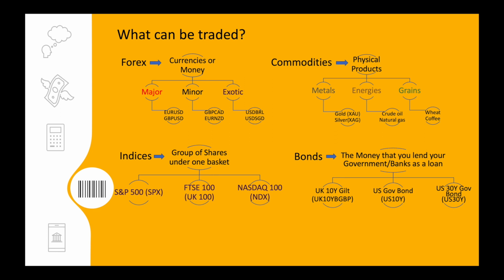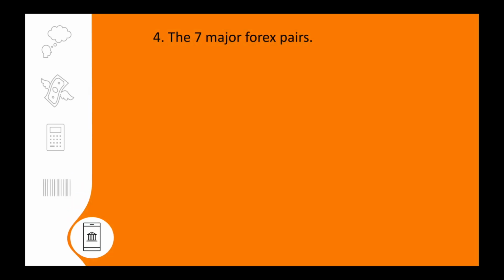In our next slide, I'm going to give you the 7 major forex pairs. The reason why they call them the major pairs is because they are the most highly traded and they come from some of the largest economies. So let's get down to the pairs.